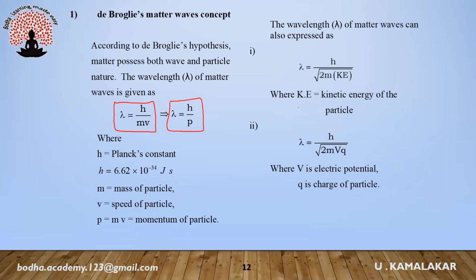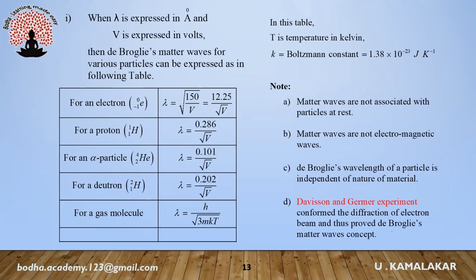The wavelength of matter waves can also be expressed as lambda is equal to h by under root 2m into KE, where KE is kinetic energy of the particle. The wavelength of matter wave is also given as lambda is equal to h by under root 2m into Vq, where V is electric potential and q is charge of particle. When wavelength of matter waves is expressed in angstroms and potential V is expressed in volts, then de Broglie matter waves for various particles can be expressed as shown in following table.